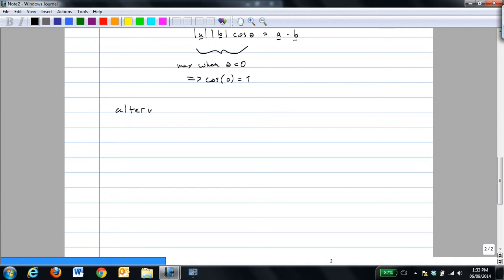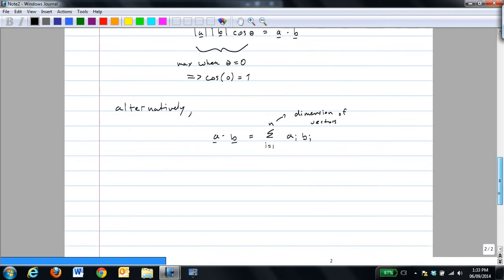So alternatively, you could write A dot B equals the sum from i equals 1 to n, where n is the dimension of the vectors. And then we have the individual components multiplied by one another and then summed together. Okay, so these A_i and B_i really just stand for Ax, Ay, Az, Bx, By, Bz.